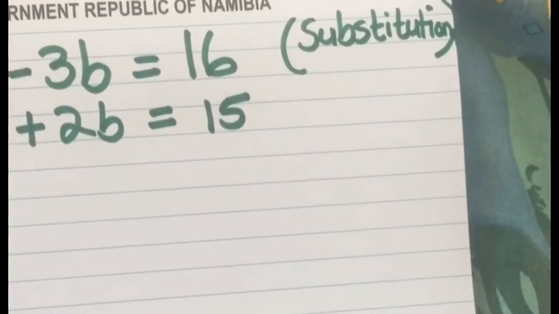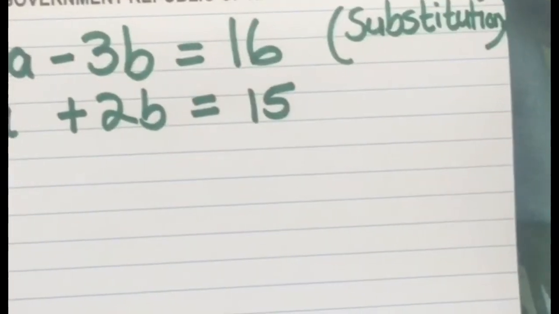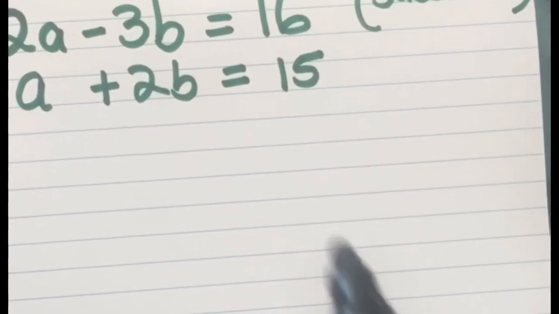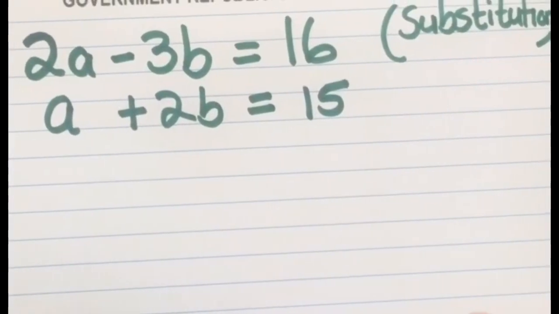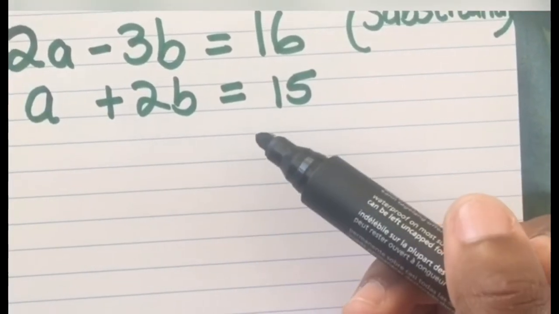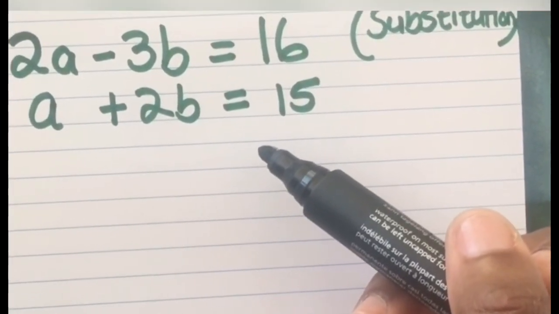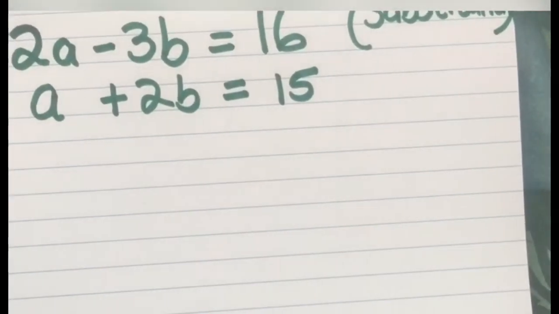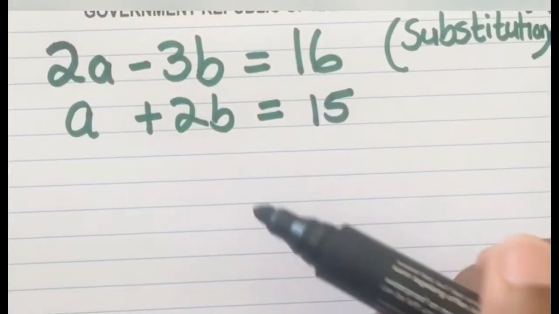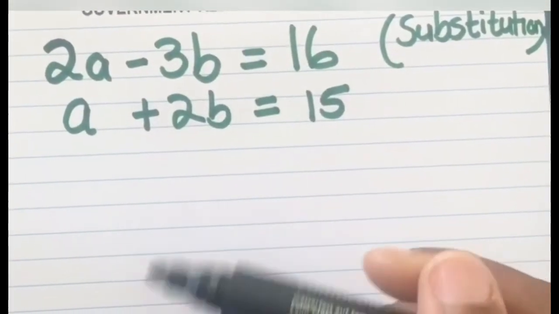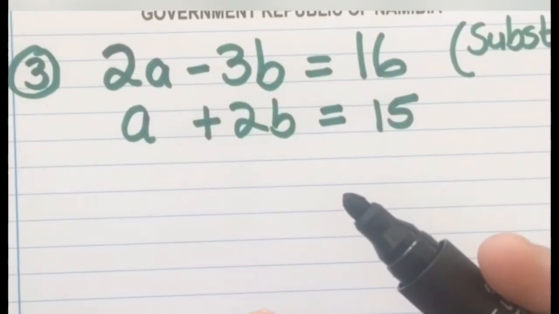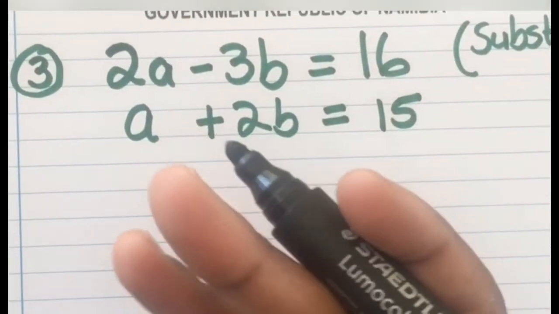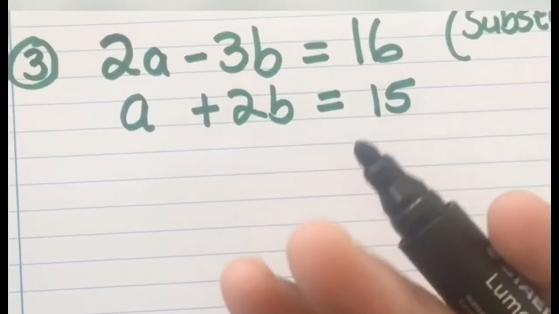Okay, now in this last example, I'm going to use the same set of equations that I used in the previous examples, just to explain to you what I would do in case I was asked to use substitution and I had these 2 equations. Let's say I knew both methods, substitution and elimination, and that's what I would advise you to do.